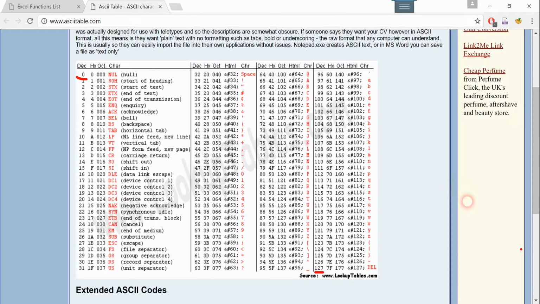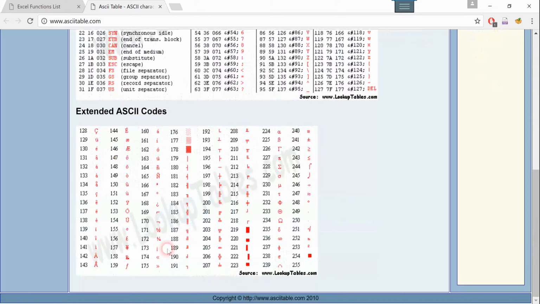But if we look here, in extended ASCII, what we are really doing is making use of the 8th bit as well. Just including the 8th bit actually doubles the capacity we have. So now we can also map from 128 to the maximum of 255.